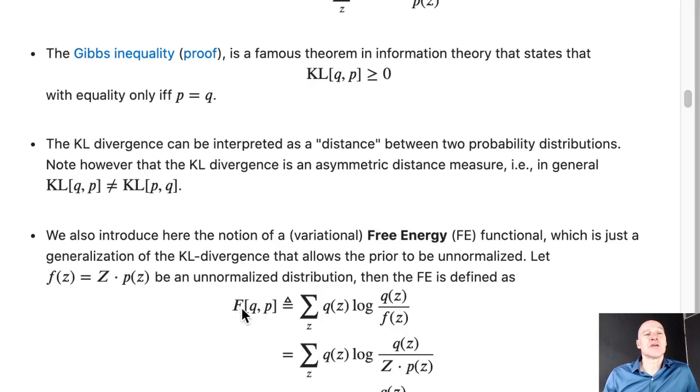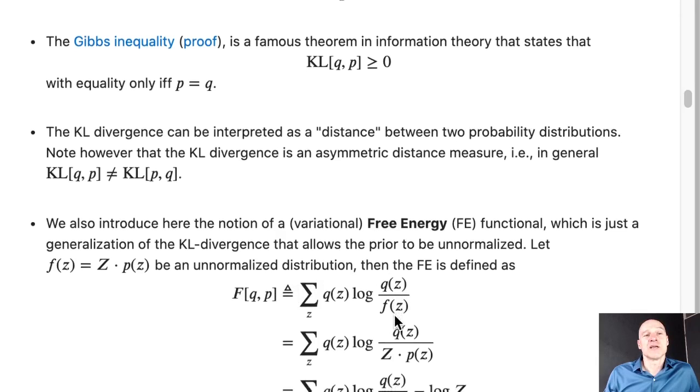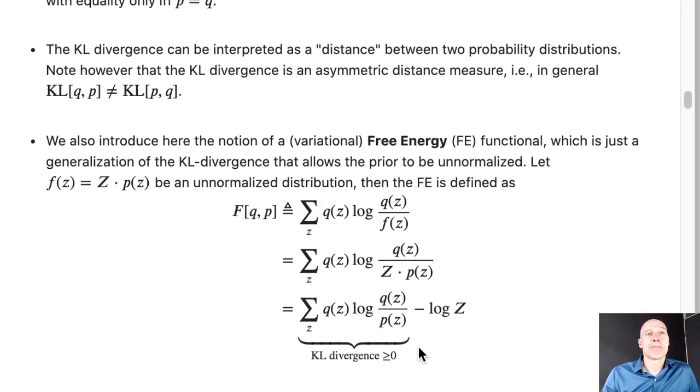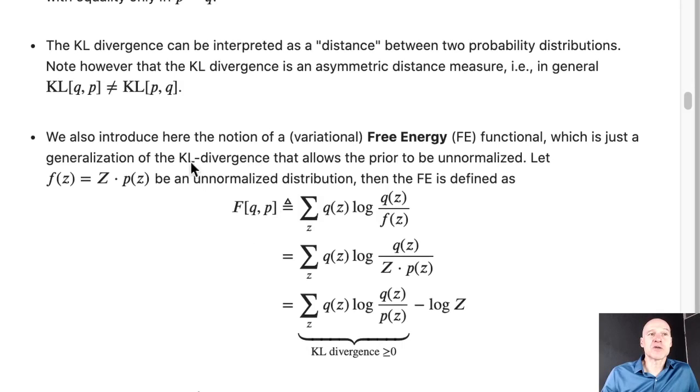And now I'm going to write down F, my free energy function, in the same way as the Kullback-Leibler divergence. You can work this out, and it turns out this is just the Kullback-Leibler divergence minus log Z, but Z is a constant, so it's just a shift in the Kullback-Leibler divergence. So minimizing free energy, again, is the same as minimizing the Kullback-Leibler divergence. So that's the function we're going to be working with.